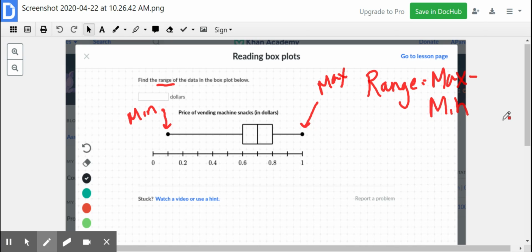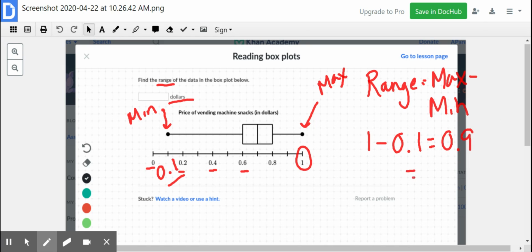So in this case, we know that if this is 0 and I'm counting up by 2/10 every time, this is 1/10. And this one they give me is 1. So to find the range for this one, I would do my maximum, which is 1, minus my 1/10, which would give me 9/10. In this case, they want dollars, so it would actually be 90 cents would be the answer for that one.